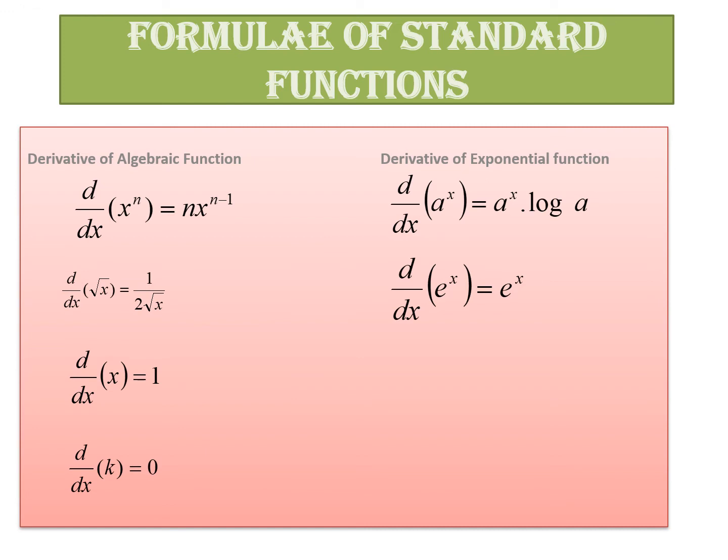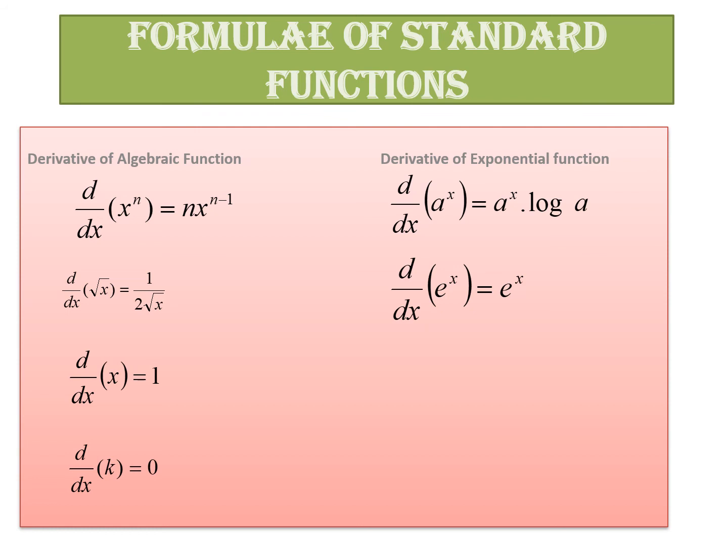Now let us see the formulae for finding derivatives of standard functions. Algebraic functions first. Derivative of x raised to n, where x is a variable and n is a constant, is equal to n x raised to n minus 1. Derivative of root x is equal to 1 upon 2 root x. Derivative of x is 1, whereas derivative of constant k is 0.